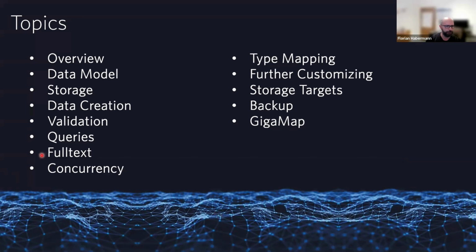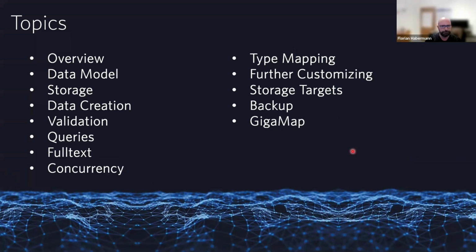So we bring in, for example, Lucene for full text search, or different other libraries for validation, to see how you can interact with different other frameworks and libraries. Then the concurrency part we have to take care of. It's a big topic.